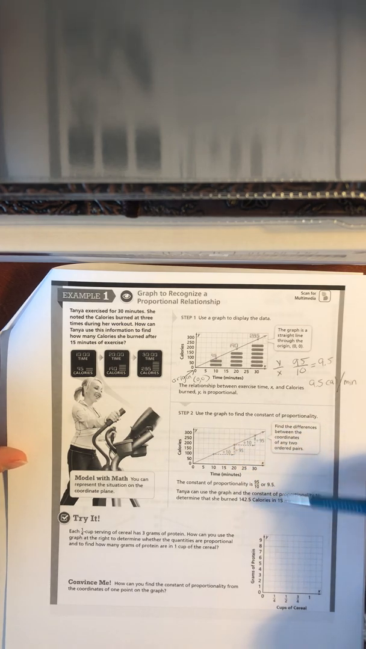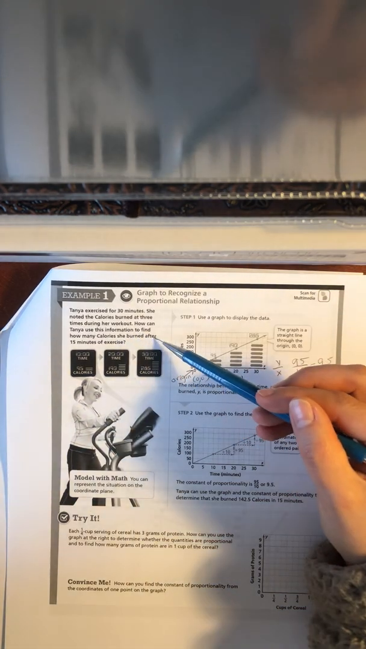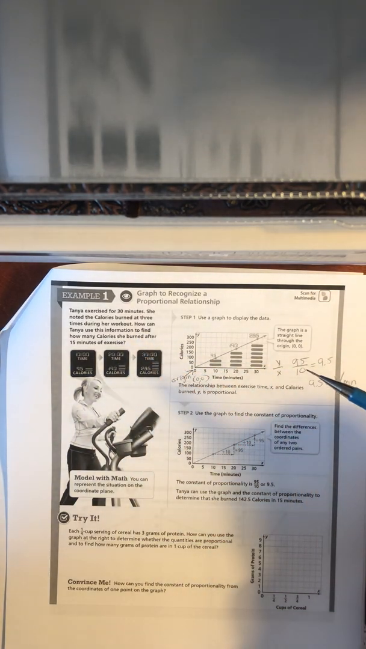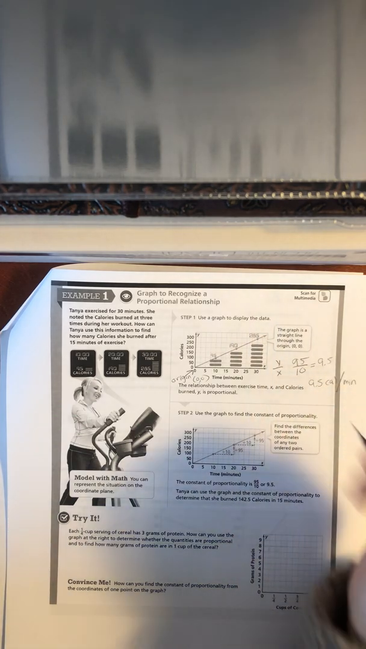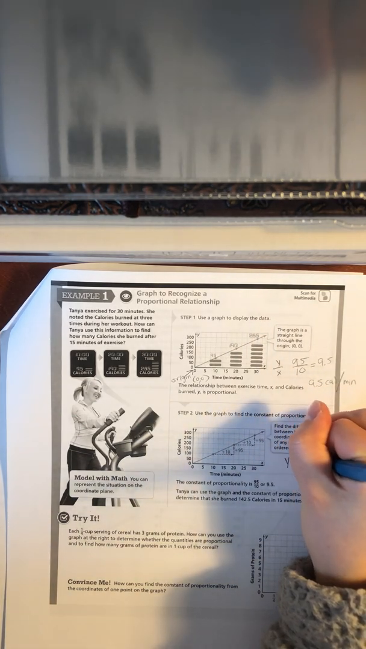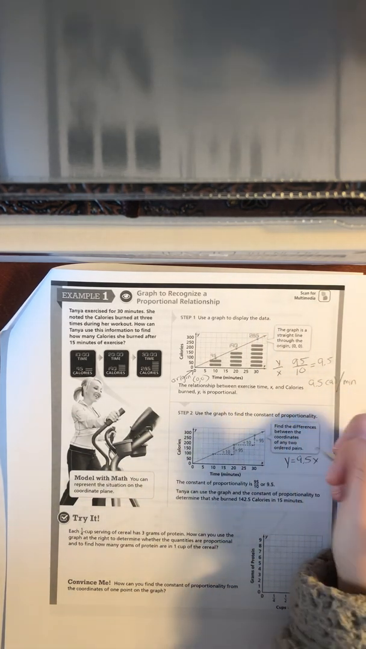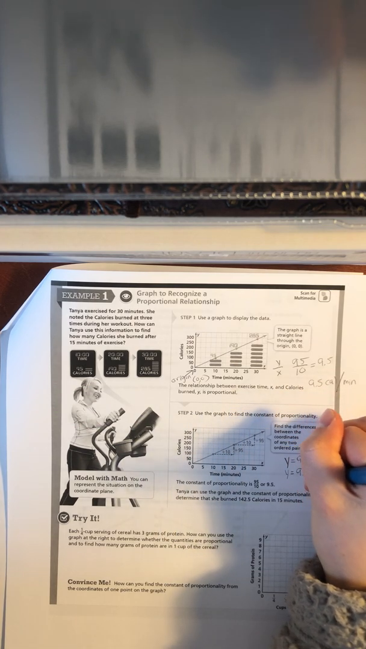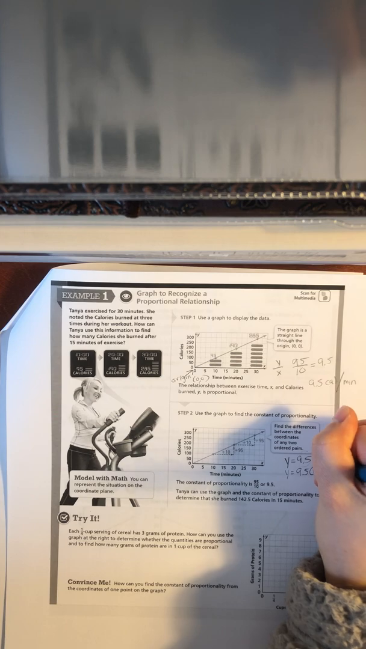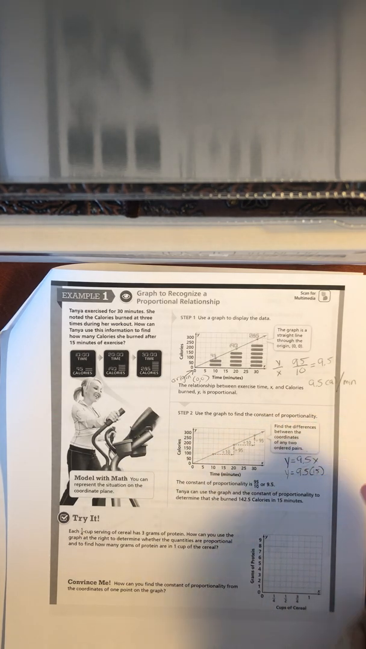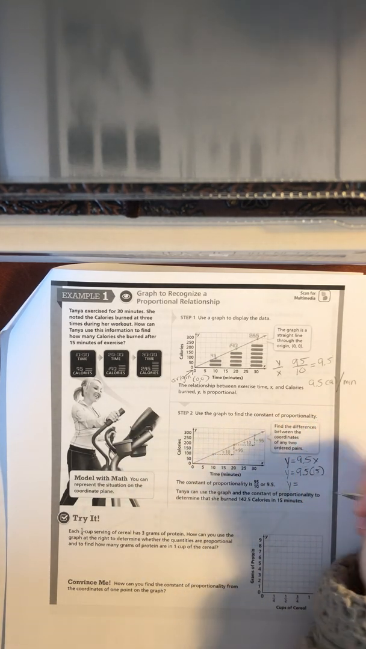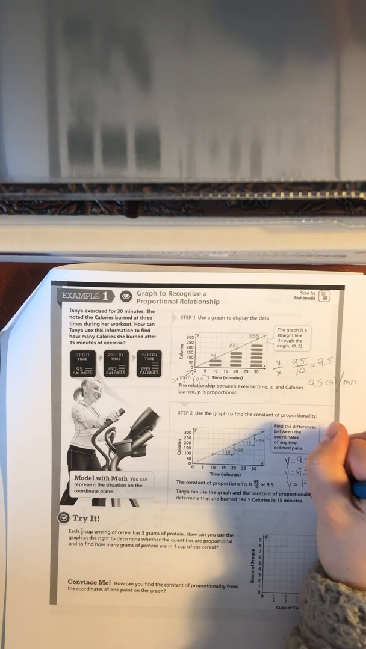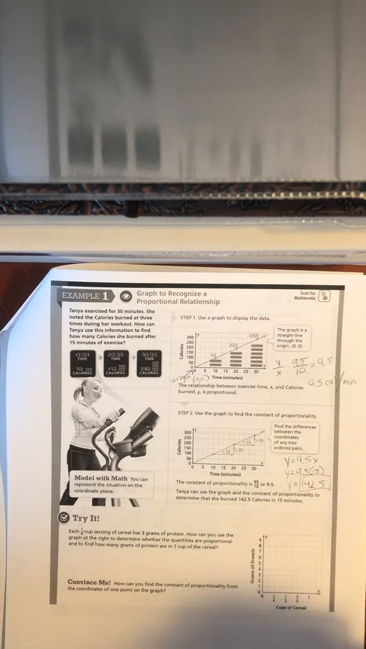So then it asks how many calories she burned after 15 minutes. So your equation here is y equals 9.5x, right? Because y equals kx and k is 9.5. So 15 minutes, you're plugging in 15 here. So 9.5 times 15, if you put that in the calculator, it's 142.5 calories.